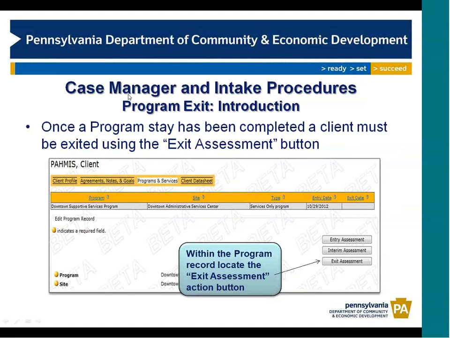The exit process: once a client is enrolled into a program, receiving appropriate services and bed inventory, and they've finished their stay. When you click on the program record, we have assessment-based processes, and we'll talk about those as well during the session. When they need to be exited, you click on this exit assessment button and it starts the process. It's very similar to the enrollment, with a lot of the same screens, and you do the whole thing all over again.